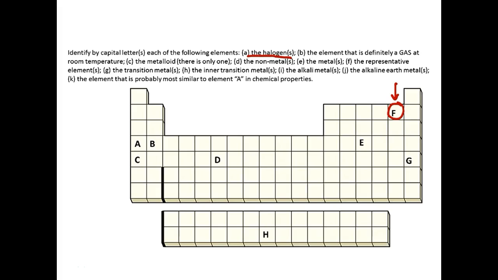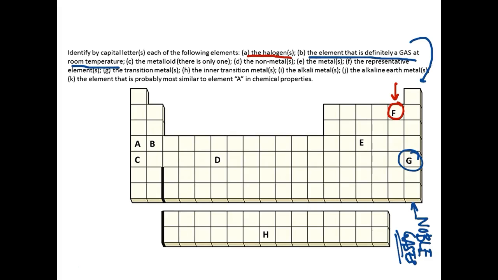B, the element that is definitely a gas at room temperature. Well, a lot of these are metals, and I know that most metals are solids at room temperature. And I know the far right-hand column are known as the noble gases, and so therefore I know that element G is a noble gas, so it must be a gas at room temperature.